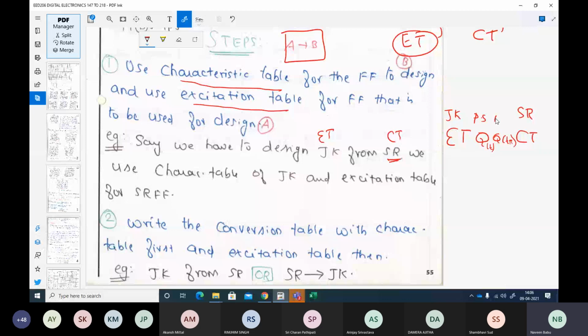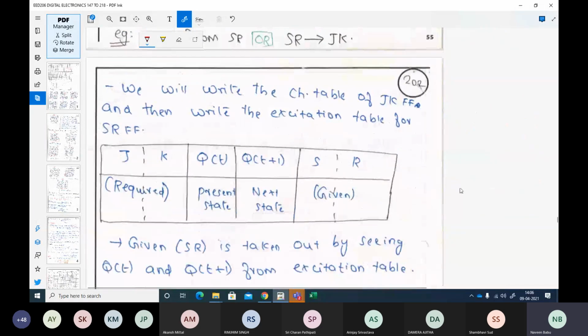Your present state and next state link your excitation table and your characteristic table. This is how your truth table will look. In the first few columns, you always write the excitation table of the flip-flop that you are going to design. In this particular case, we are going to design a JK flip-flop, so this is what we require. We will be inputting the excitation table data here.